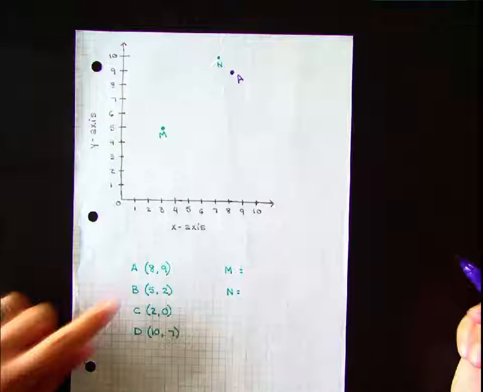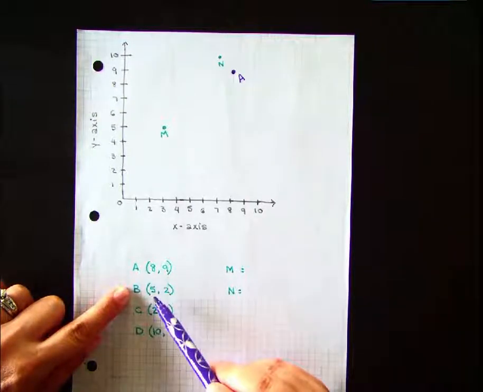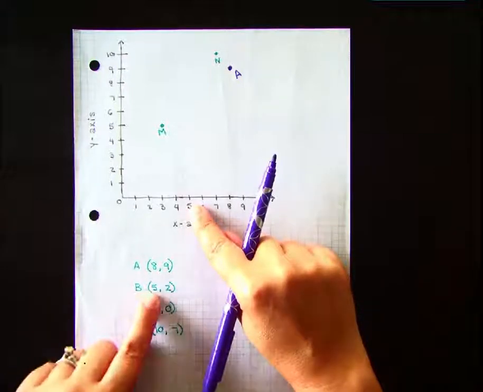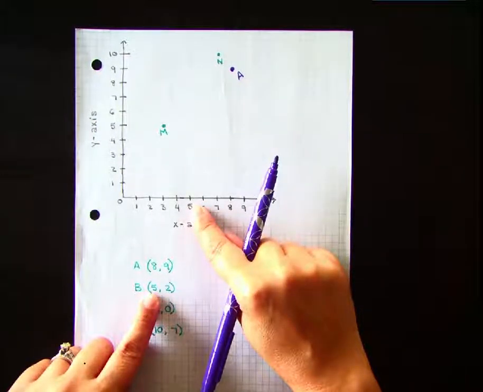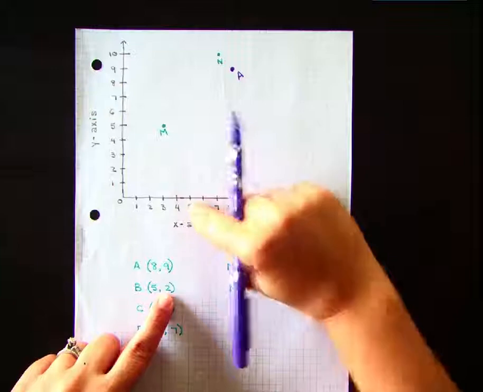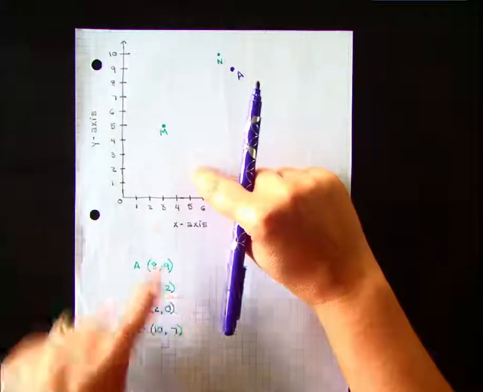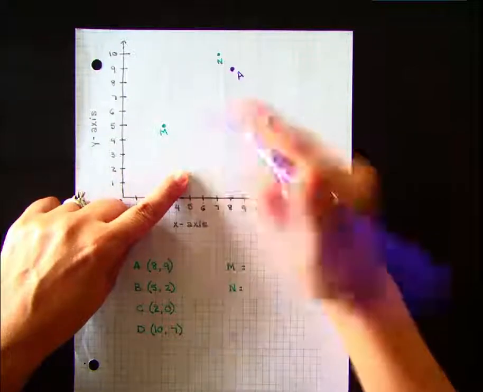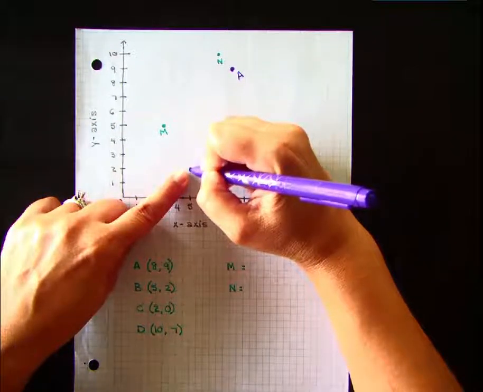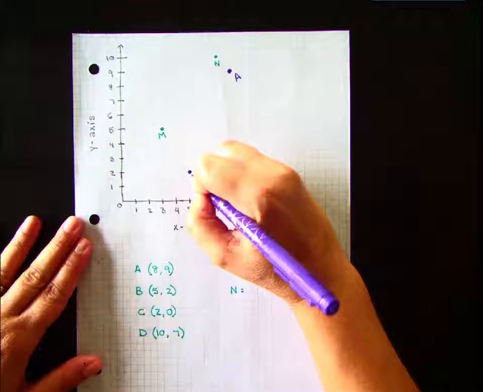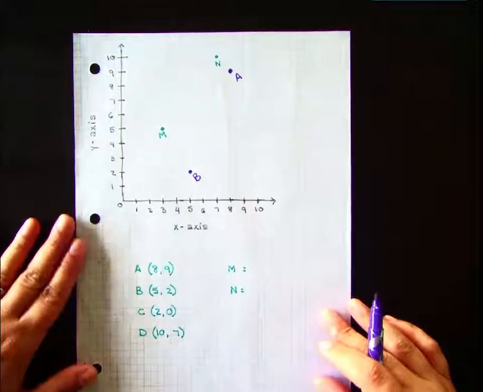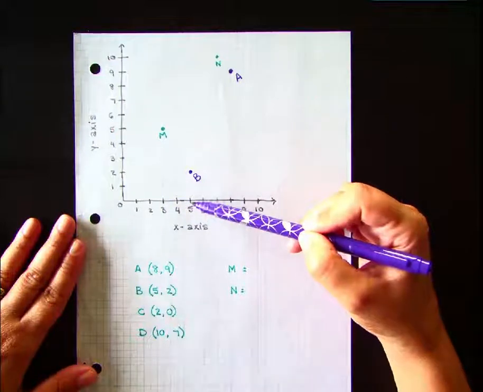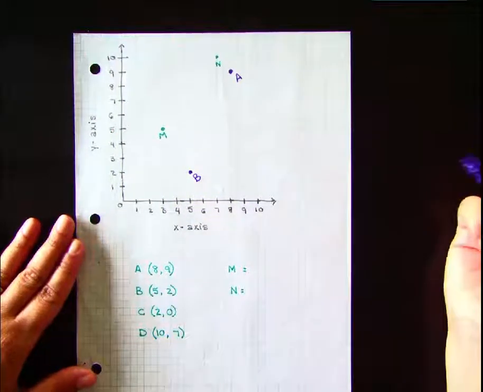Okay, so let's take a look at point B. We have 5, 2. So I'm going to do the same thing. I'm going to go over 5, because remember we do the X first, and I'm going to go up 2. 1, 2. And if I go across and check, I am in line with the 2. I am still in line with the 5. So I'm going to put my dot, label my point, and I now have plotted point B. I'm 5 over, I'm 2 up.